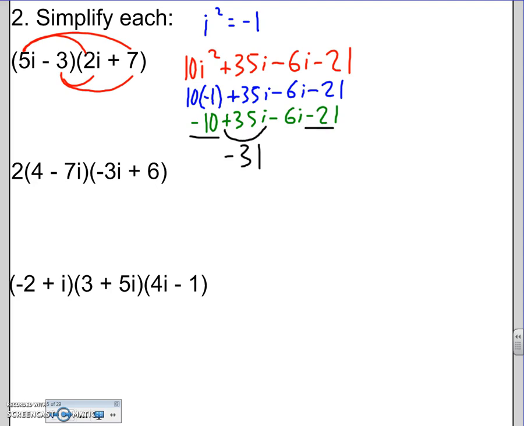Then here's 35i minus 6i. So 35 minus 6 is 29 with the i. That's the answer there. Alright, so you can't have an exponent in your final answer.